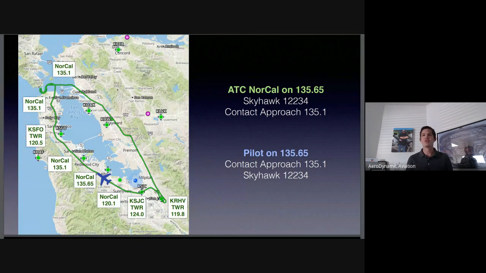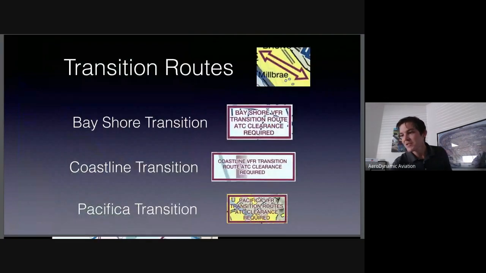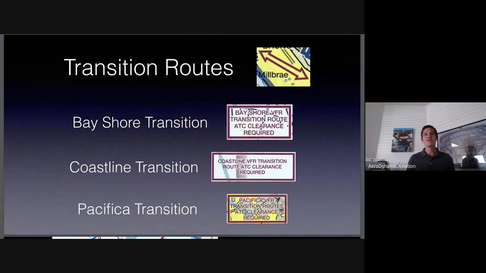135.1 is going to be your time to start thinking, or actually you should already have it ready, to request what transition you would like to use, okay? When it comes to these transitions, we have 3 VFR transitions that you can use. One is the Bayshore transition, arguably one of the most popular. The Bayshore transition is going to take you through places such as San Francisco Airport and drop you off right in downtown San Francisco over the city.